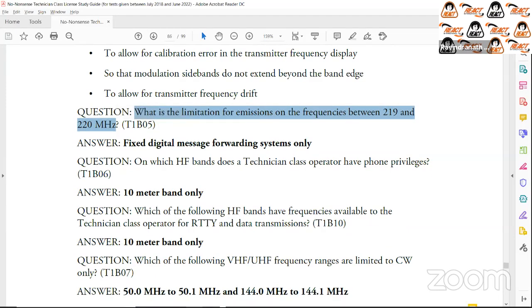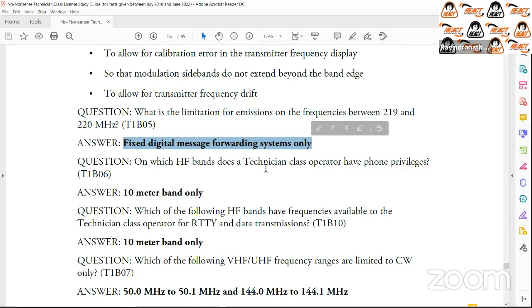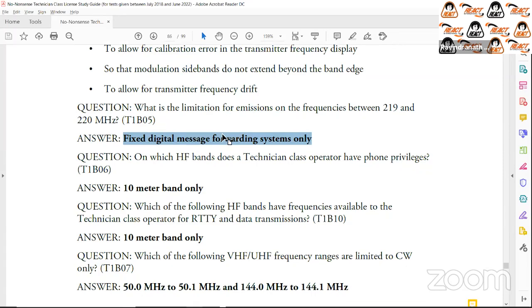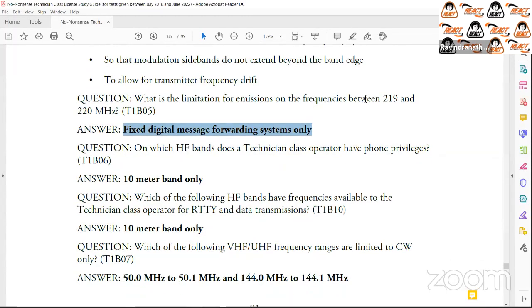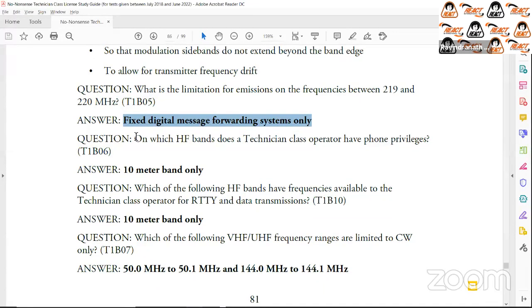Moving right along. What is the limitation for emissions on the frequencies between 219 and 220 megahertz? So we had a slide on that the previous class, and the slide told us that the only thing that you can transmit or are supposed to transmit there is what we call fixed digital message forwarding systems only. Those who might be familiar with things like digipeaters and APRS, that may fall into what is a fixed digital message forwarding system. But you just need to learn that for this question, for that band. Only fixed digital message forwarding systems.